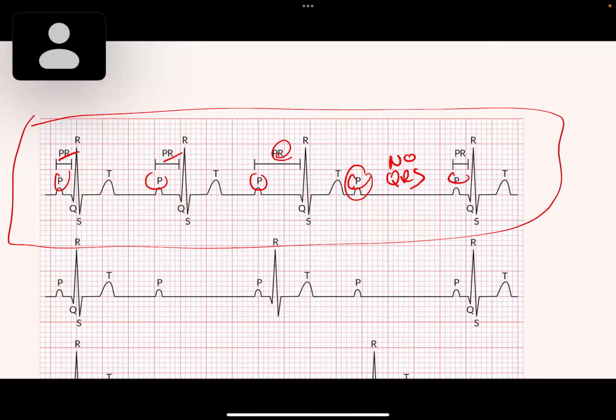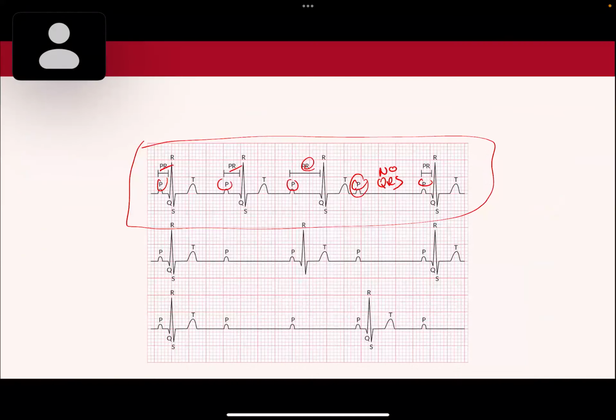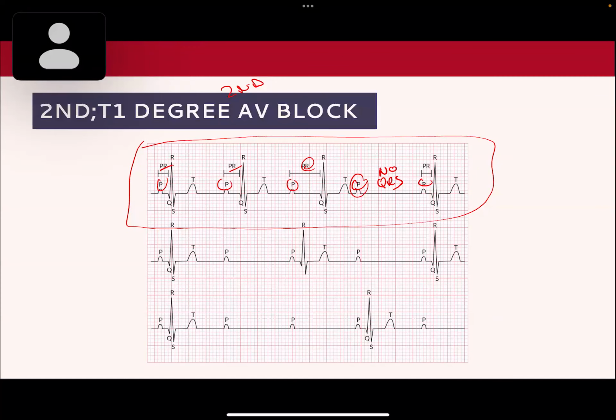Progressive PR prolongation followed by a beat drop is what type of AV block? Type 2. You mean second degree AV block? Second degree, yes. What type of second degree? Is it type 1 or type 2? So this would be second degree type 1.